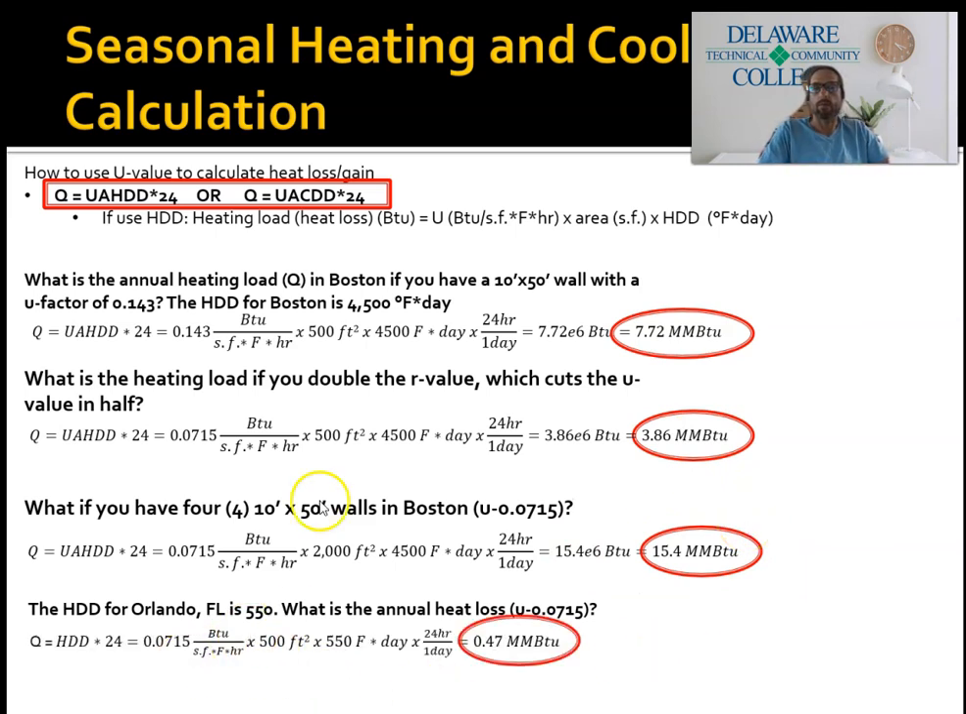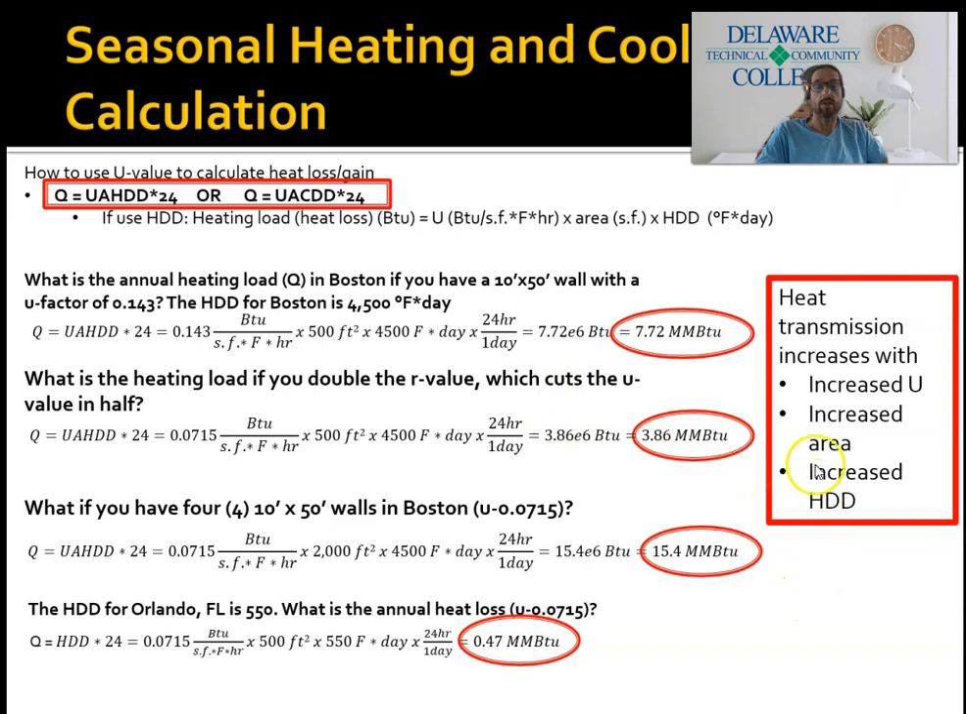So let's look at what if you have the same as the second scenario here in Orlando, right? So we have 0.0715. We have a 500 square foot wall. We have 550 degree days instead of the 4,500, okay? And then the same 24. So you multiply that out and you get 0.47. So compare 3.86 to 0.47. That should make sense. If you live in Florida, you need much less heat throughout the course of a year, and that would be how you could calculate it based on these assumptions.